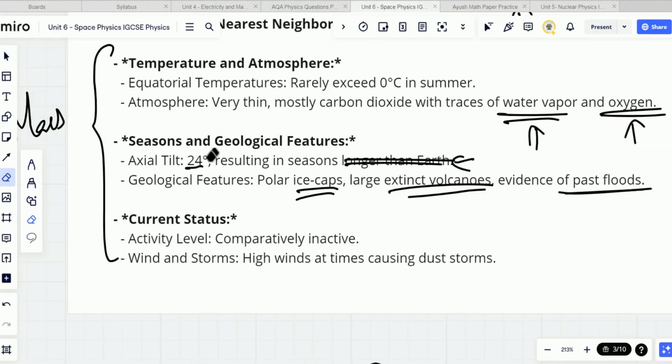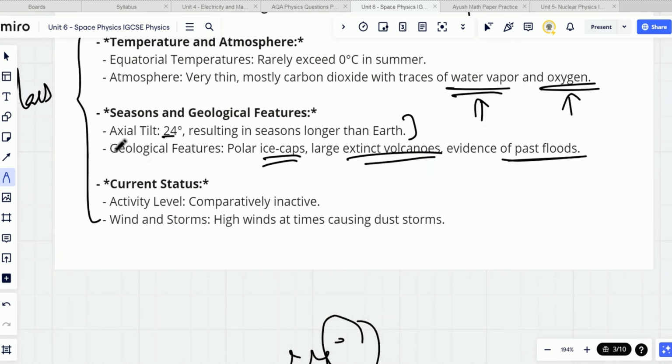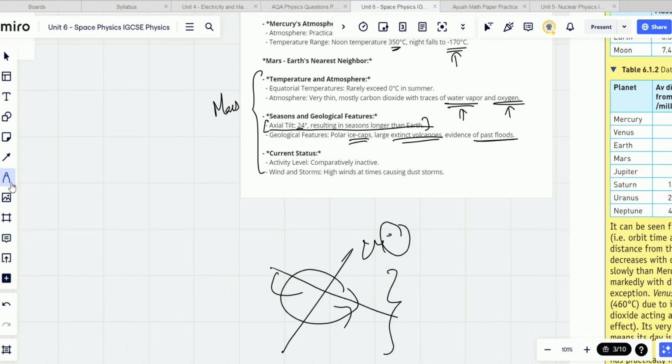Oh, I'm so sorry. This tilt is for Mars. Mars is at a tilt of 24 degrees, and therefore it has seasons which are longer than Earth's. Got it? I am so sorry. I hope this part is clear. What's next?